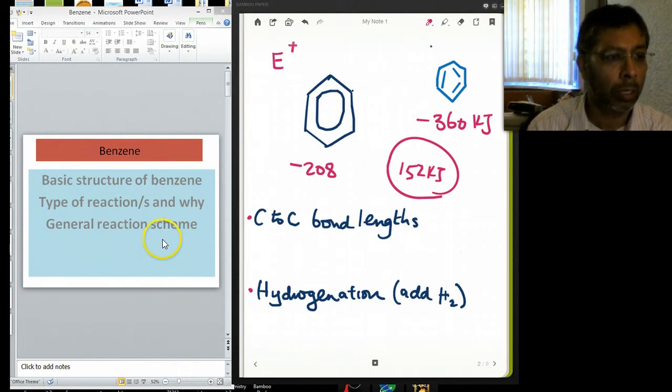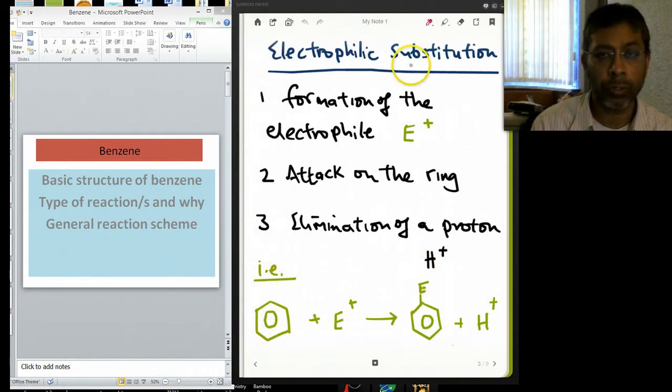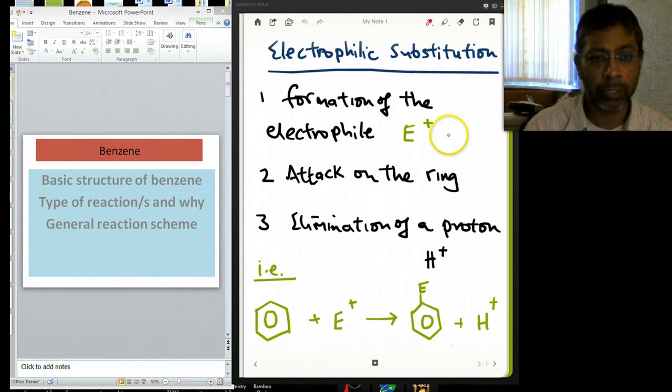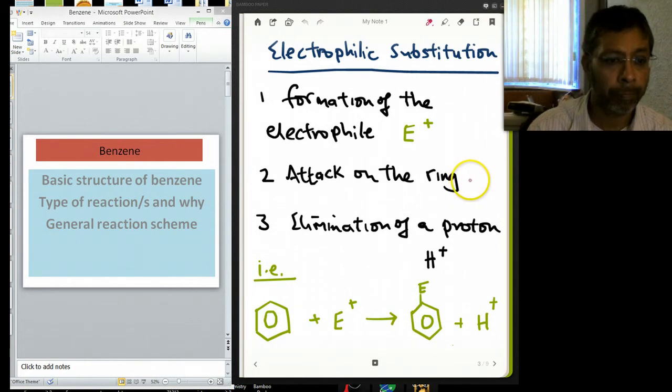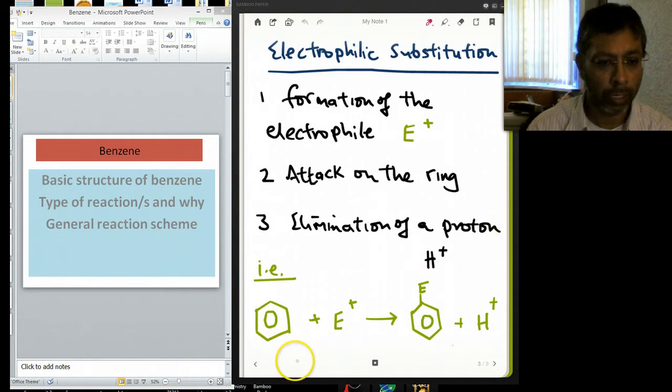Now we need to know the mechanisms of 2 or 3 reactions, but in general we can represent the electrophilic substitution in this kind of way. So first of all, there will be the equation to make the electrophile. Secondly, the electrophile will then attack the ring, and then finally a proton will be eliminated. So here's an example. Look, benzene with the electrophile, there it is, and an H plus has to come off, substitution, and the ring is maintained.